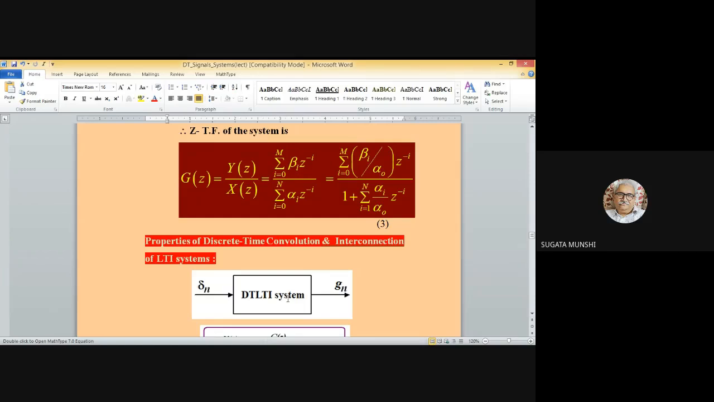Weighting spelling is W-E-I-G-H-T-I-N-G, weighting. Why it is called weighting sequence, you'll understand.